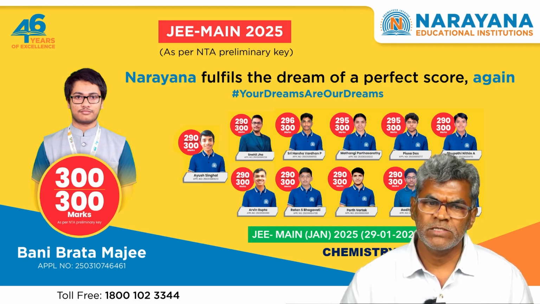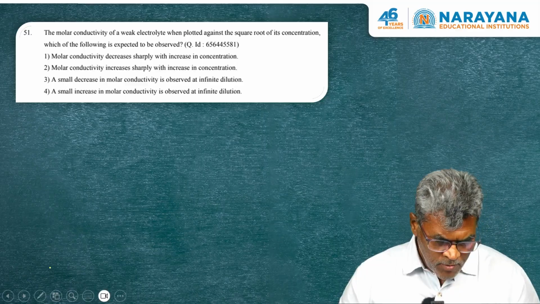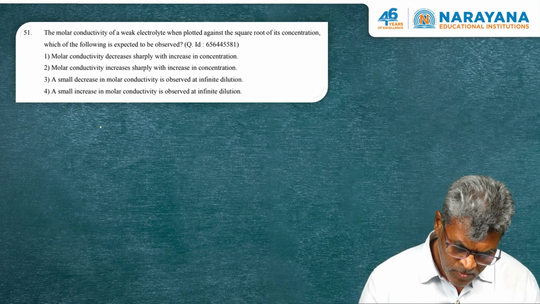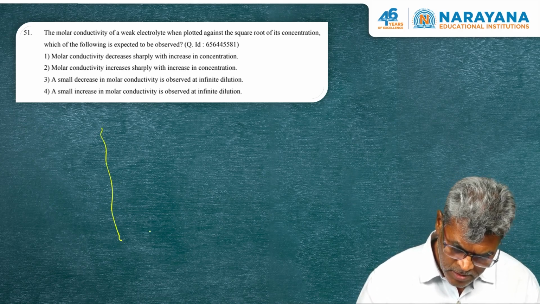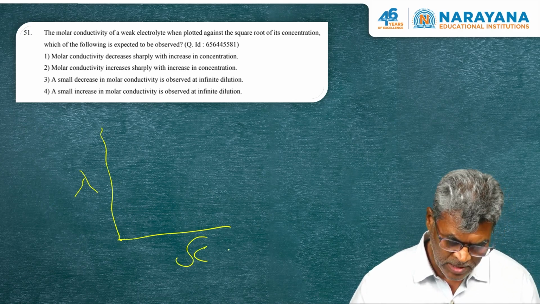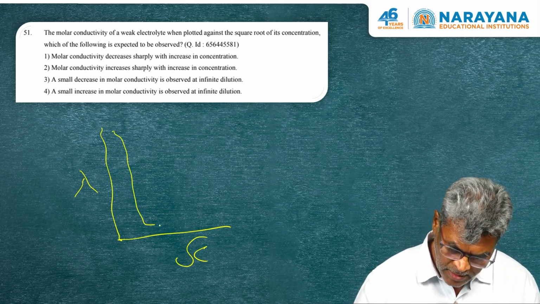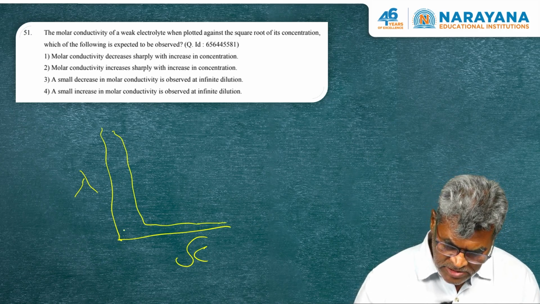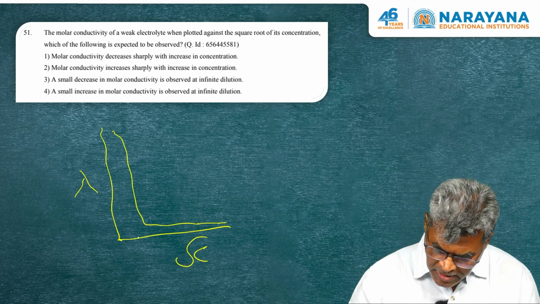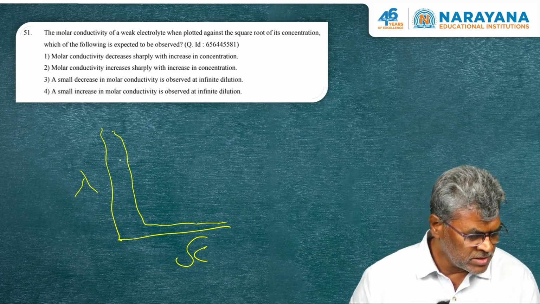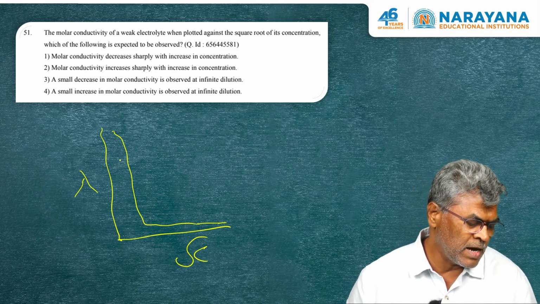Today we are going to discuss the JEE Mains Paper, 29th Shift 1. Question 51 belongs to a conductance problem. If you take this question, here you can answer this lambda versus root C. If you see that as root C increases, the conductance will decrease sharply. That is why the first option will be the answer.